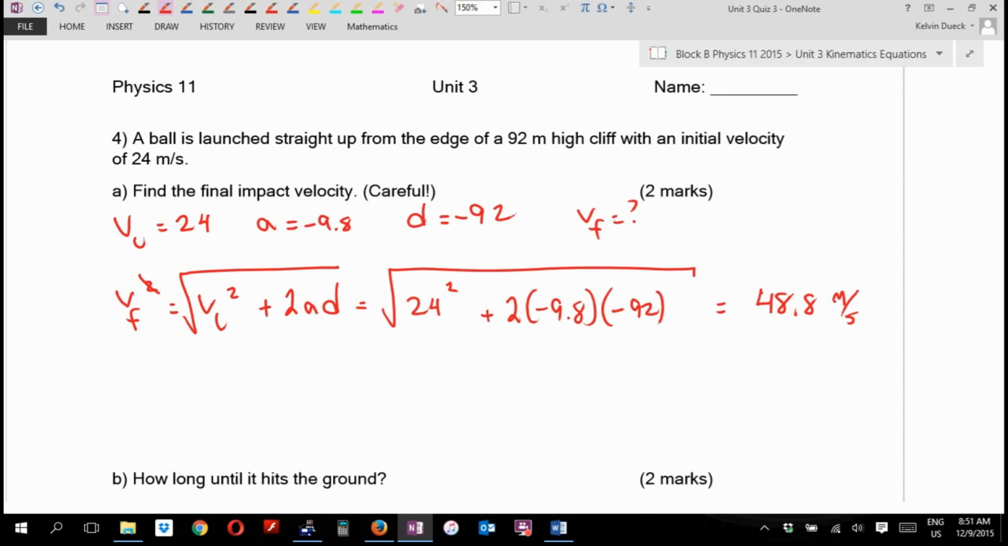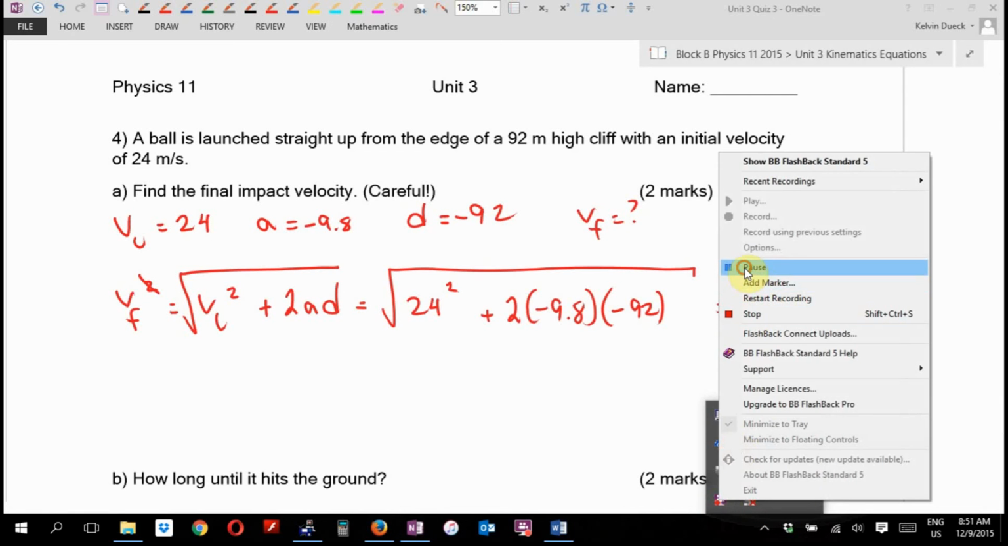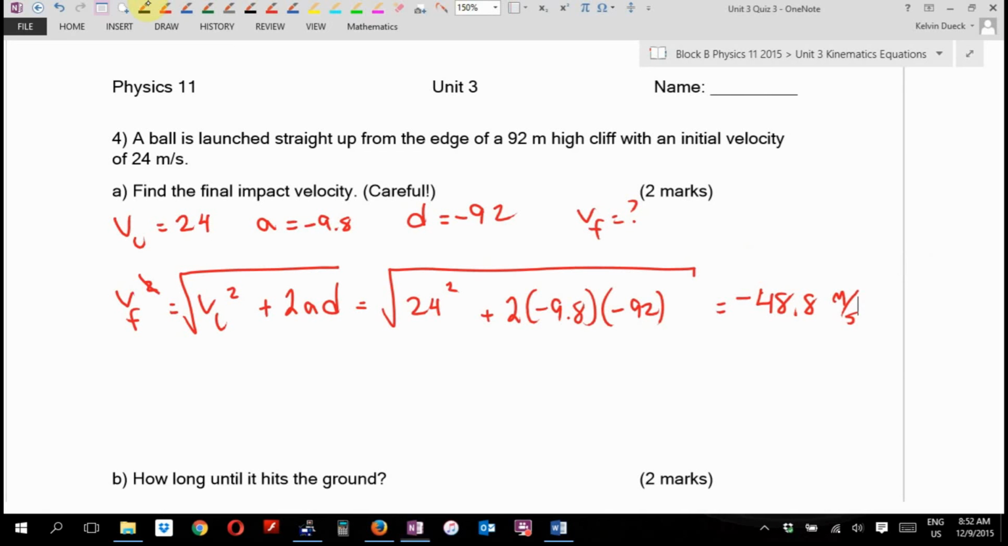I like this question. Negative. So I would go like this: 1 mark, half mark, half mark. If you missed the negative, if you said that VF was 48.8, I'd give you 1.5 out of 2.